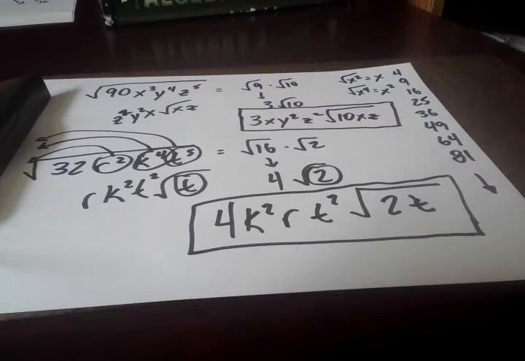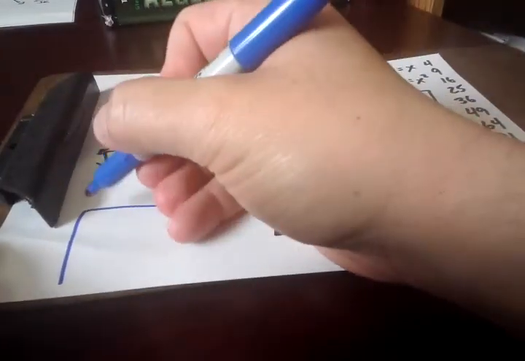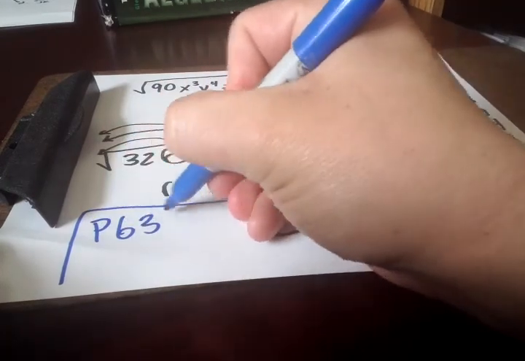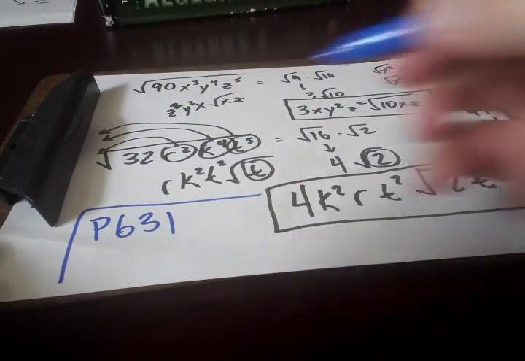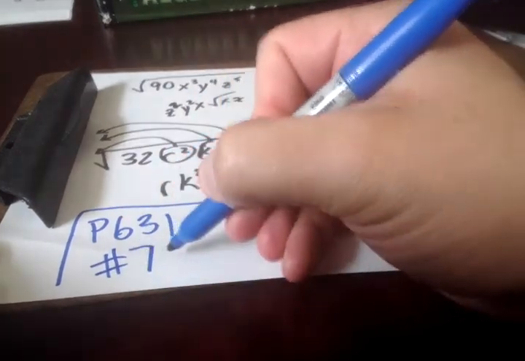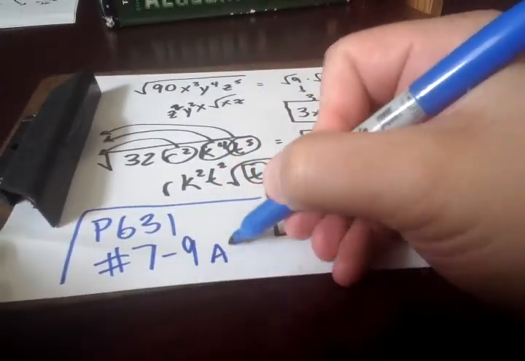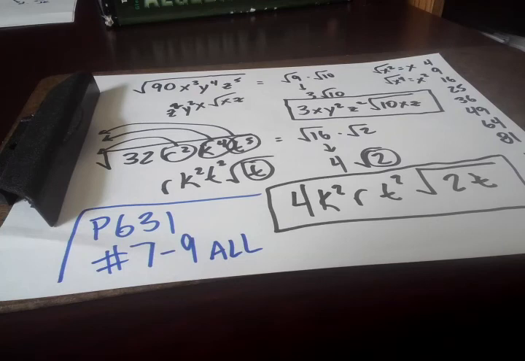Okay, I anticipate us having some problems with the variables. So if you have questions, go ahead and leave them in the comments. I do have a couple of problems I would like you to try. Let me go find them. All right, here we go. I want you to try on page 631 numbers 7 through 9. If you have questions, let me know in the comments. And I'll see you guys. Well, I guess you'll hear me tomorrow. Good luck.